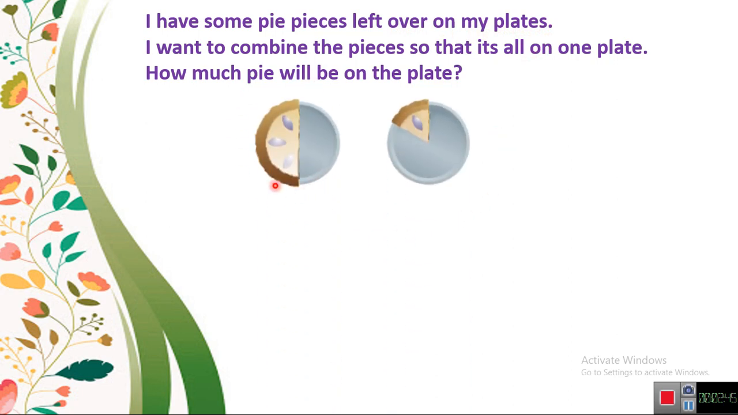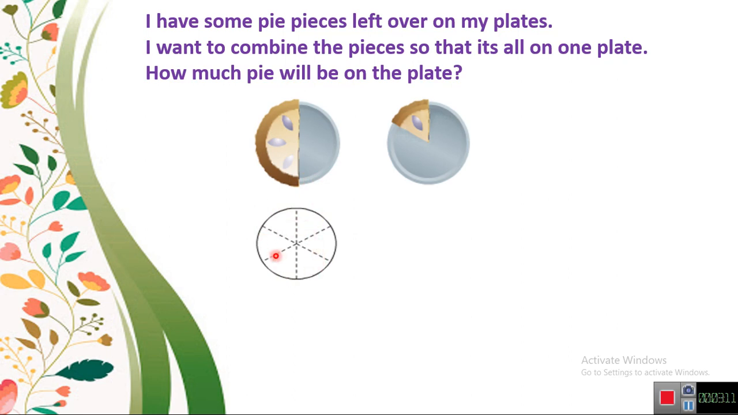So here are my 2 plates. In the first plate, I have 3 pieces of pie left. In the second plate, I have just 1 piece of pie left. Now I want this 1 pie to be on this plate so that I can eat it later together. Let's have a model for this so you will understand it better.